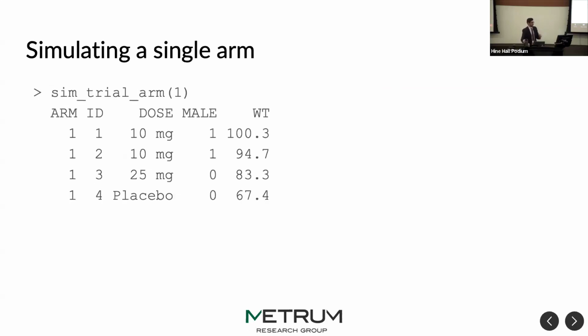So dose arm one, I'm going to call our function, pass a 1 in, so our arm is 1, and the return value that we get is all values 1. We have 4 IDs. We have different doses that were assigned. We have different sexes. We have different weights.